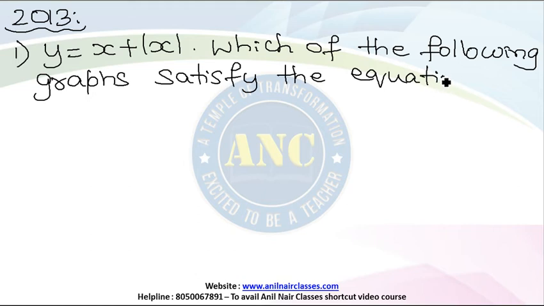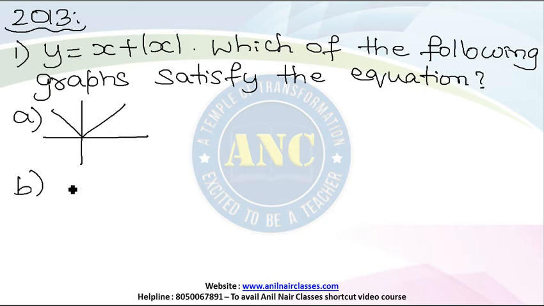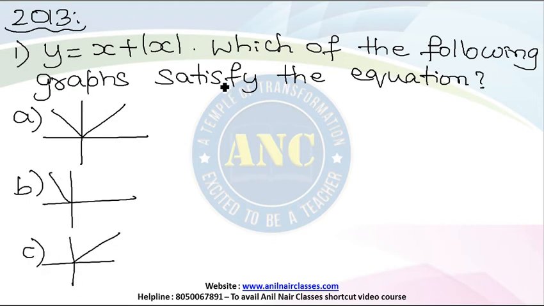Now listen carefully, sir. Okay, let me write the options. First option is the graph is like this. Diagram is not drawn to scale. Second option is the graph is like this. Third option is the graph towards the positive x, first quadrant, and the fourth option is it is toward the fourth quadrant.